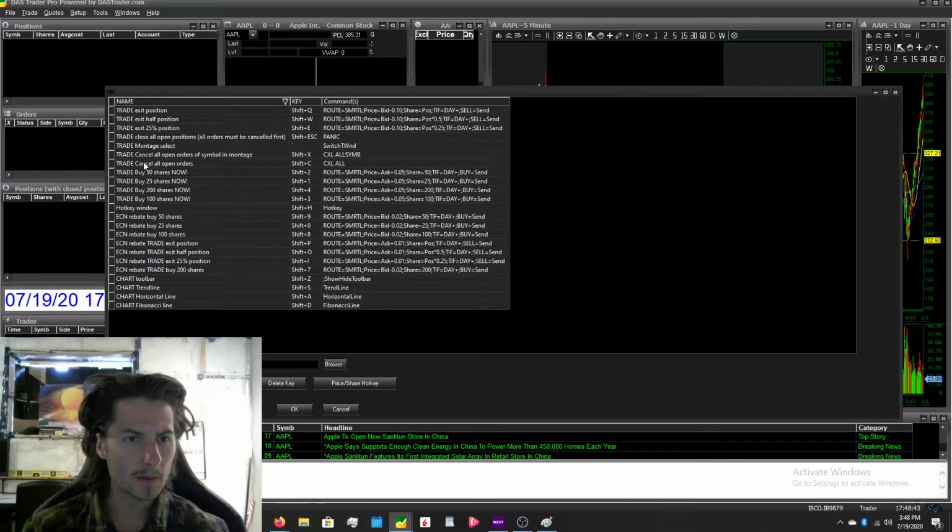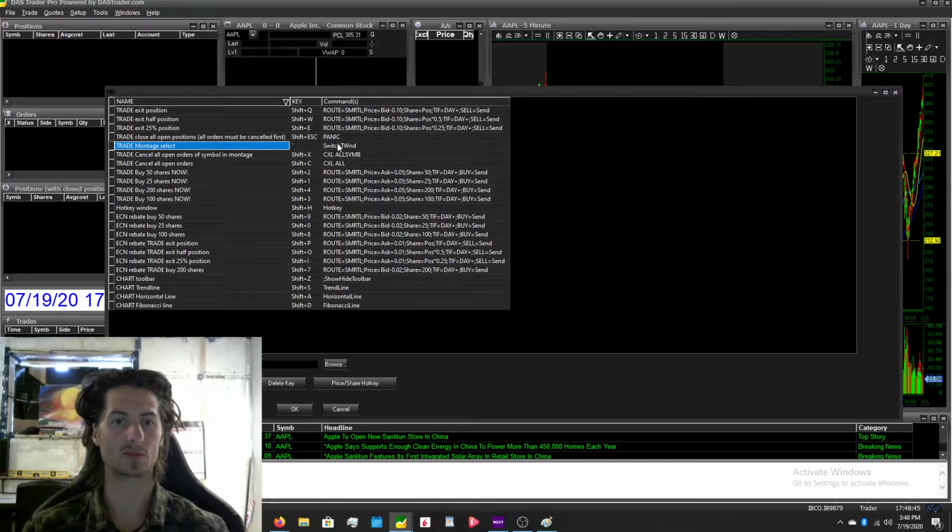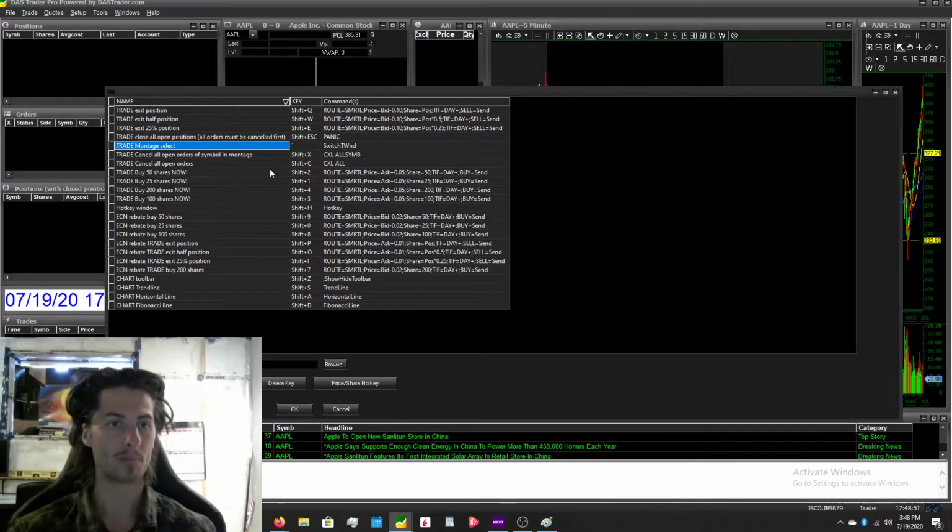Okay, so now it's in there. That was the first one. So trade montage select just selects the window. You can enter in a quick ticker symbol if you want. Bing bada boom, you're good.